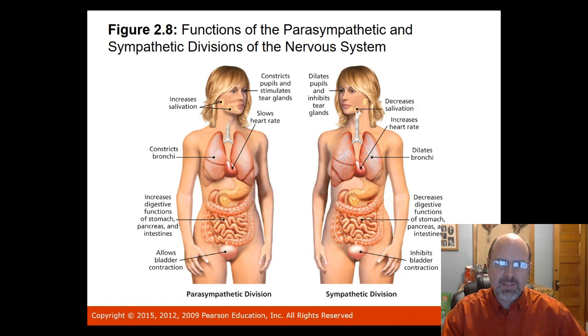Once you relax again, the pupils constrict, salivation increases, your heart rate slows down again, your bronchi constrict, and digestive functions increase. It restores everything back to normal and allows bladder contraction. This is important to know: students who experience a lot of trauma, you've heard of post-traumatic stress disorder, are pretty much in this phase most of the time, and it causes a lot of other chronic disease.